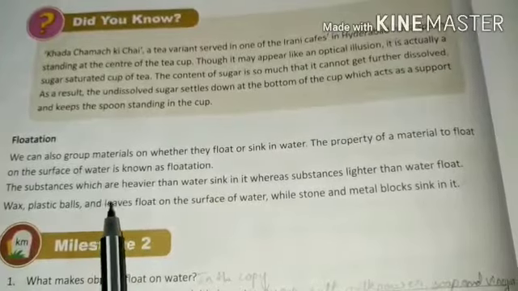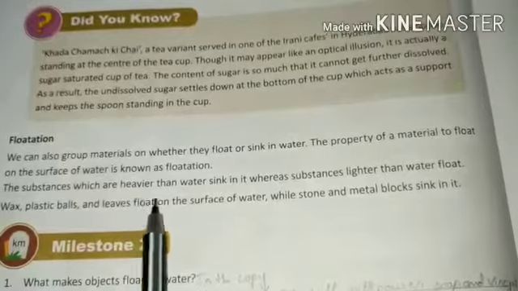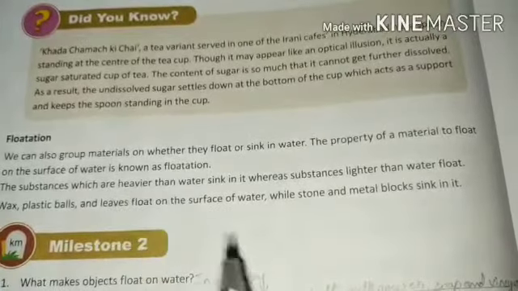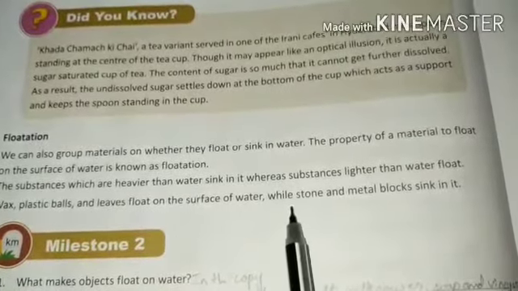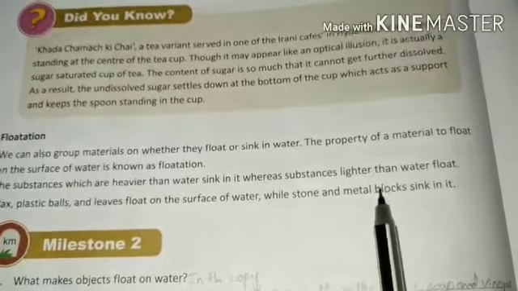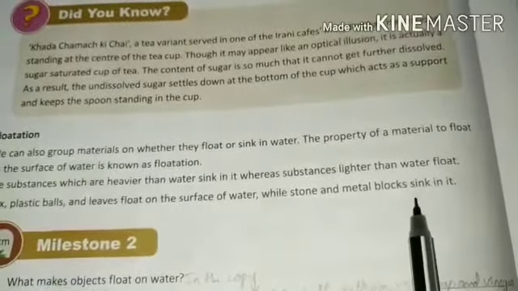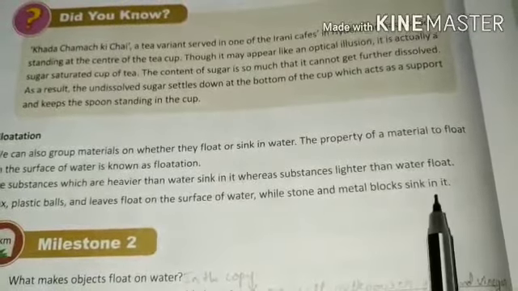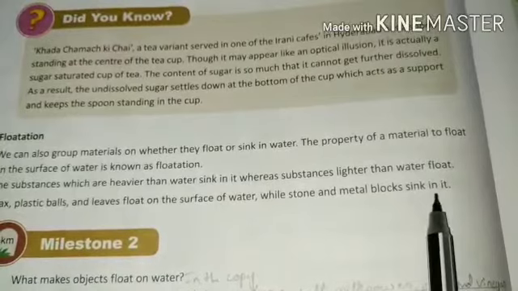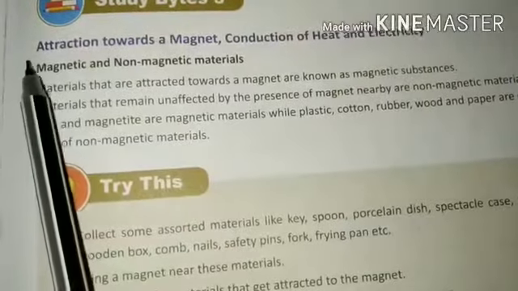Even wood can be considered as an example of an object which will float on water. Whereas examples of materials which will not float on water are stone and metal block. Other materials also will not float on water, because the weight of the material is more than the weight of the water.